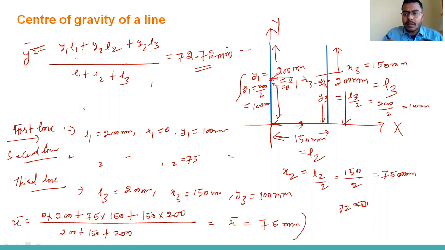Okay, so whenever you see a line made up of a number of straight lines, you can go for this formula: x bar is equal to the summation of xi li, where i goes from 1 to n, divided by the summation of li, where i goes from 1 to n, right? We apply this summation formula when the lines are straight.